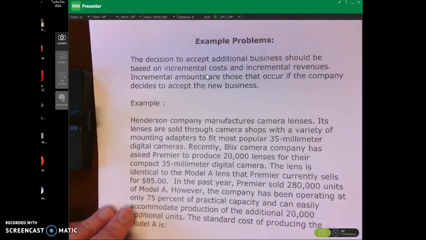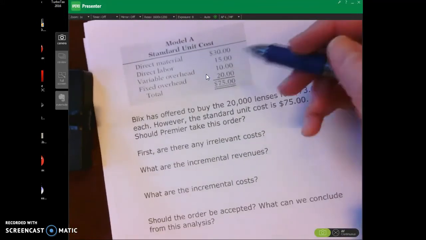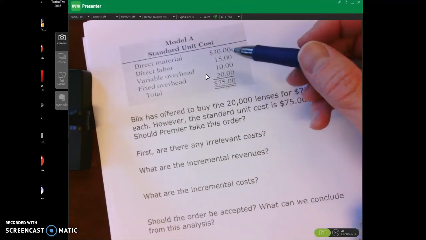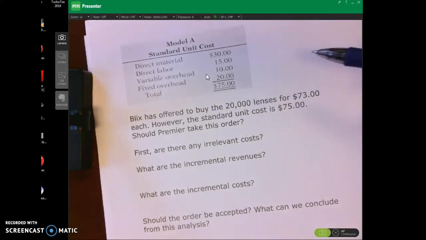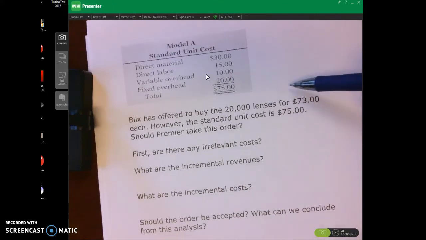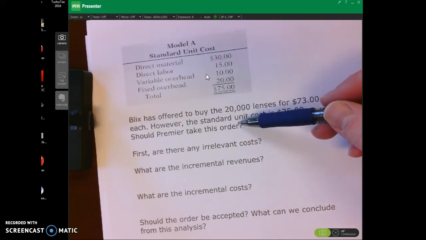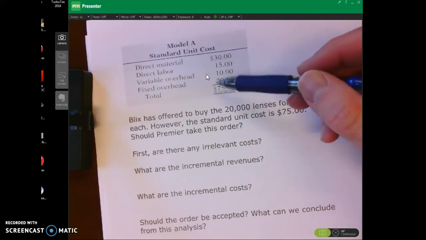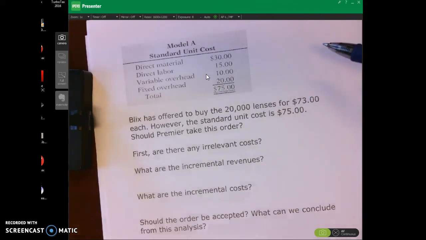And then we have the standard cost of producing one unit of Model A. We have our direct materials right over here, our direct labor, our variable overhead, and our fixed overhead. Blix has offered to buy the 20,000 lenses from Premiere for $73, but you can see our standard cost is $75. Should we do this? Well, if you just look at the surface, you say, no way, cost is higher than revenue, we're going to lose money.